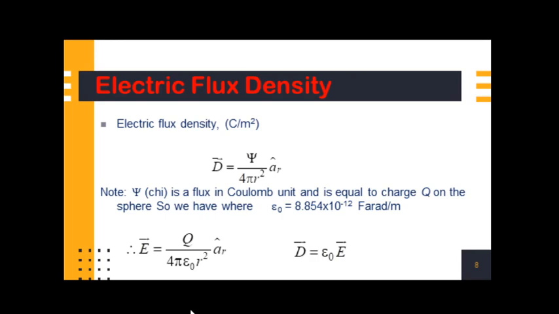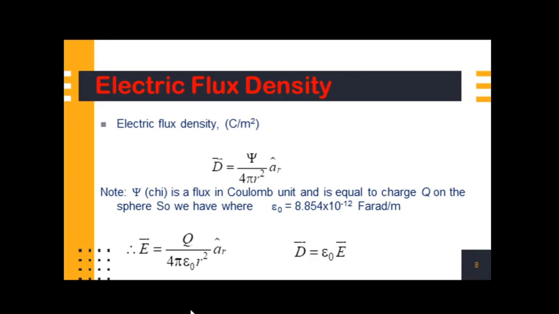The mathematical expression of the electric flux density: capital D is equal to psi divided by 4 pi r square into AR. Psi is nothing but the electric flux, r is nothing but the distance between the two vectors, AR is nothing but the unit vector, and capital D is the electric flux density. Note here psi is a flux in coulomb unit and is equal to the charge q on the sphere.